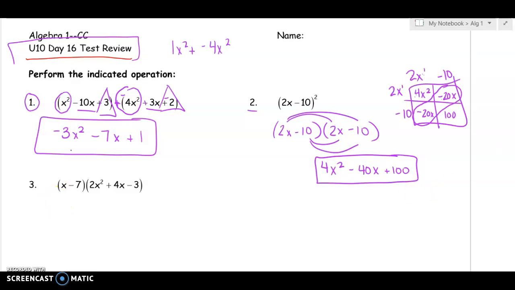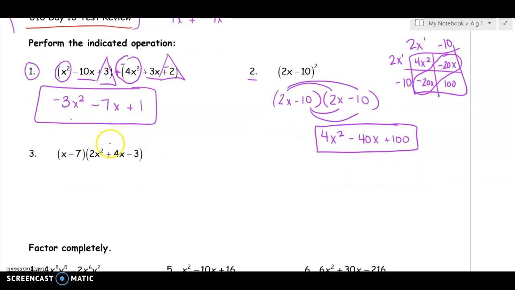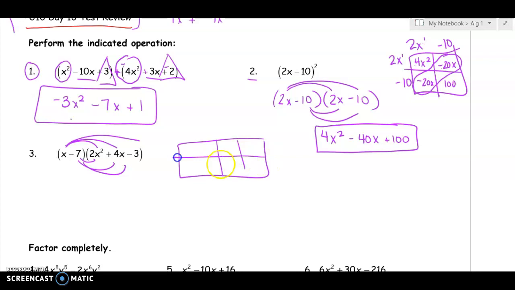Number 3 is the same idea, except it's a little bit longer because there's 3 terms here instead of 2. But again, you can solve it by distributing, or you can create this lovely little box. All right, this time it's going to need to be a 2 by 3, 2 terms on one side, and then the 3 terms going along the other side. And then we multiply. X times 2x squared is 2x cubed. X times 4x is 4x squared. Again, when you multiply, you add the exponents.